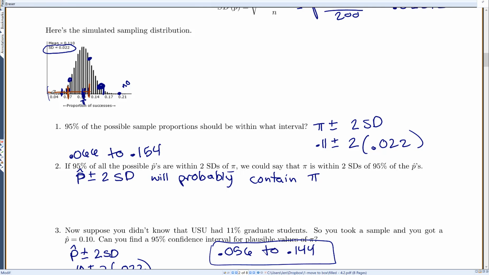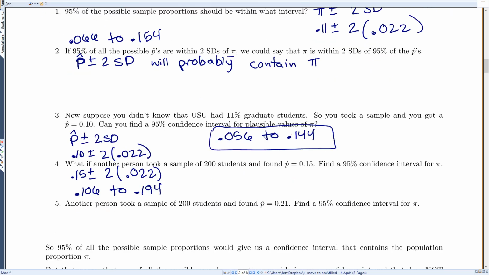Let me erase all these and change my colors again. When I had a sample proportion of 0.10, I come up to my sample proportion, I go out 2 standard deviations, and look, my interval contains the population parameter pi. Now if I had a different sample proportion at 0.15, I'm starting over here, and I go out 2 standard deviations in either direction. Does it still contain my population parameter pi? Yes, it does. 0.11 is in that interval. I think I said 0.15, but my population parameter is 0.11. It's still in that interval.